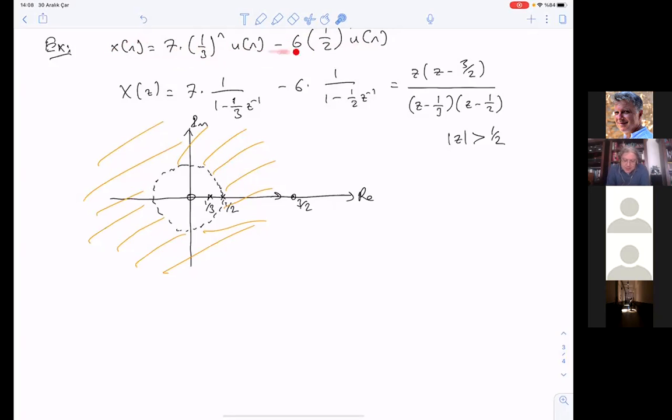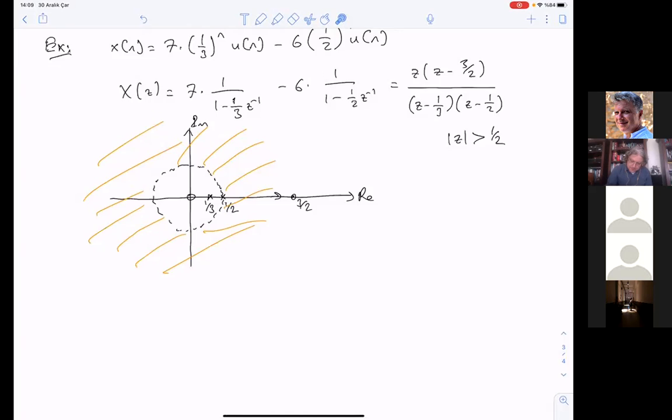Or if this x of n is not x of n, but it is h of n, which is the impulse response of a discrete time filter, since the Fourier transform exists and since the region of convergence includes the unit circle, what we are going to say about the system is that the system with this impulse response is a stable system. So just like when the j omega axis is included in the region of convergence for the Laplace transform, we say that the system is stable. We say that the system is stable again, even though it's a discrete time system.